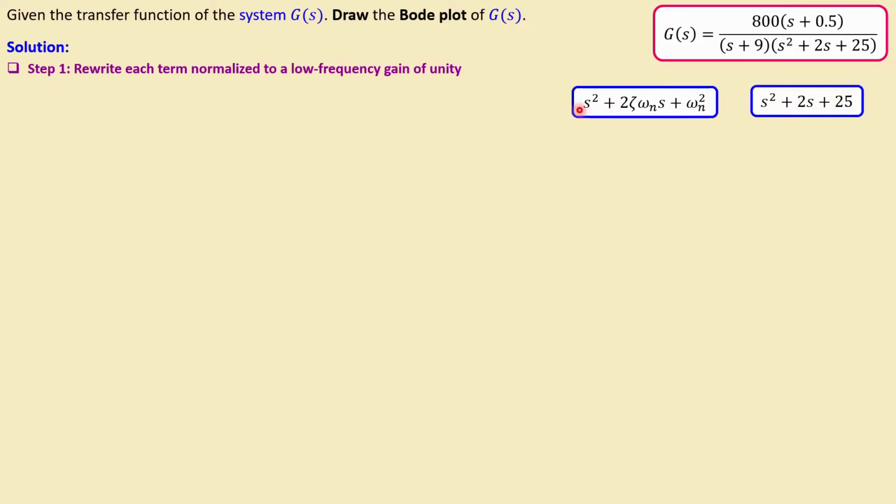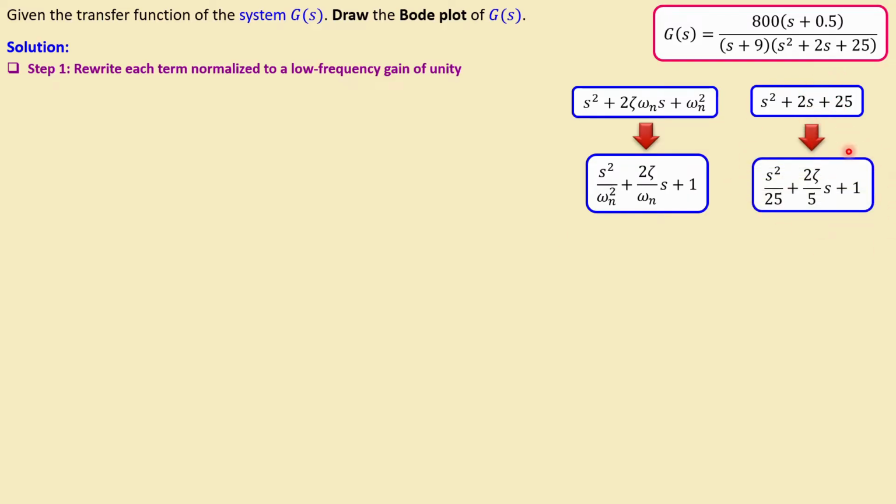So we can now recognize and compare the terms. We have 2 times zeta times omega n is 2, and omega n squared is 25. So that means omega n itself is the square root of 25. We can write that in a different form, which is useful for our drawings for the Bode plot. And then we can also recognize that this can be transformed in that fashion by dividing each term by 25.